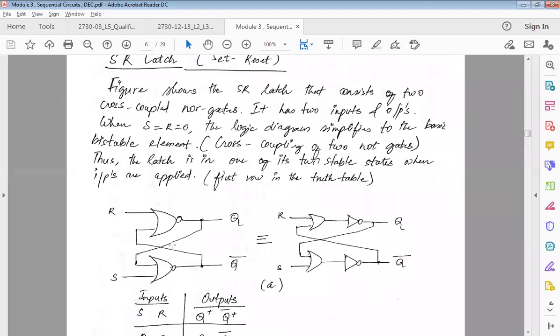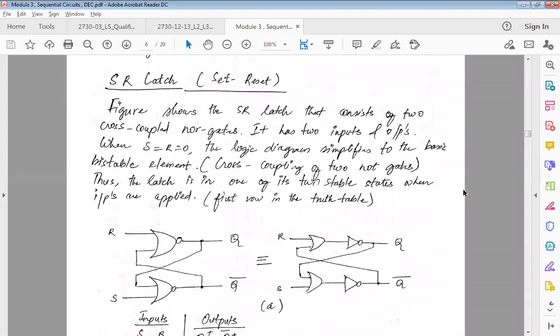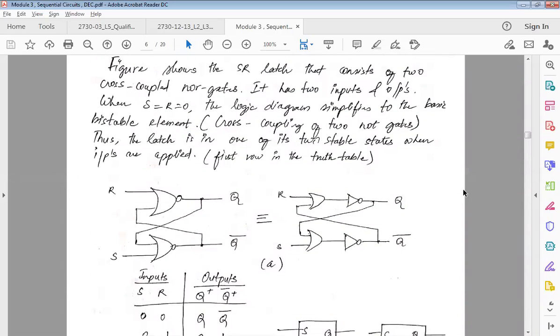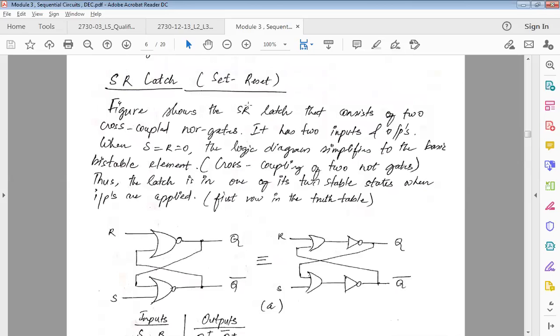So the first one that we are going to see here is your SR latch. SR is also called set reset, which means set is used when the value is 1 and reset is used when the value is 0, right? For creating an SR latch, we will be making use of a NOR gate. So OR along with NOT.